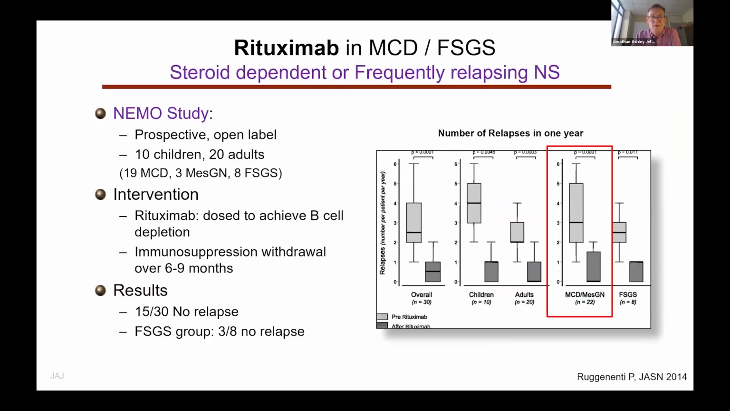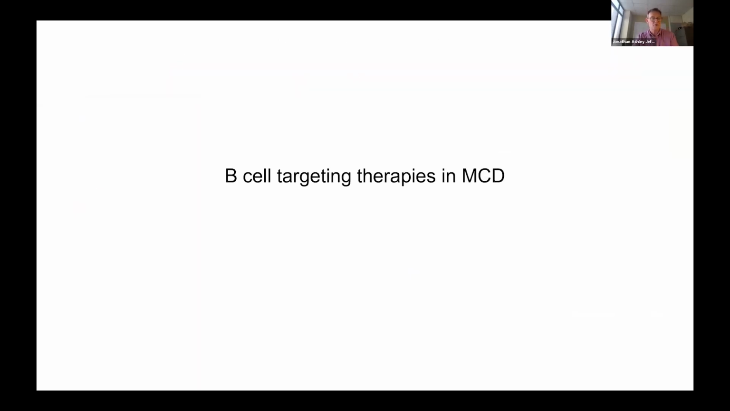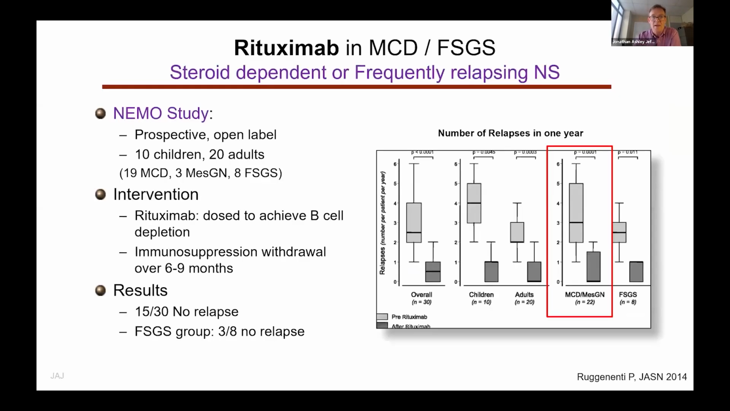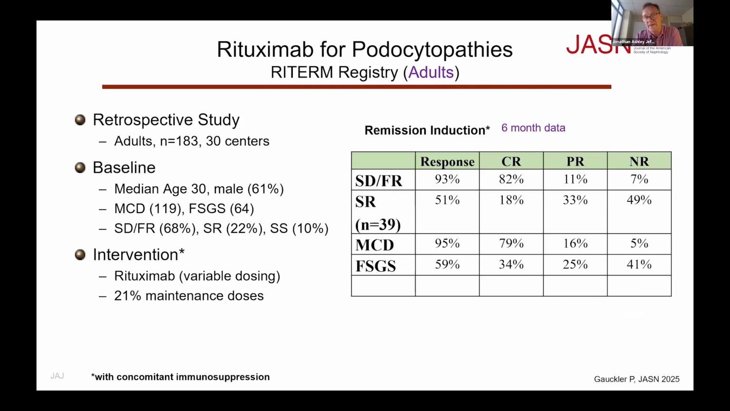So I'm going to skip this about other options, but I wanted to discuss briefly B-cell targeting therapies in minimal change disease. We're all familiar with more commonly using rituximab for either steroid-dependent or frequently relapsing nephrotic syndrome. This NEMO study was described 11 years ago, showing in the minimal change disease group a big drop in the number of relapses per year in these patients, from 3 down to close to 0. So a big improvement. But this is the most recent and largest data.